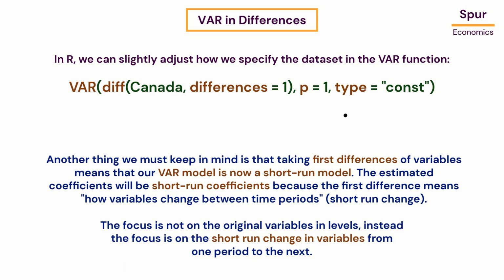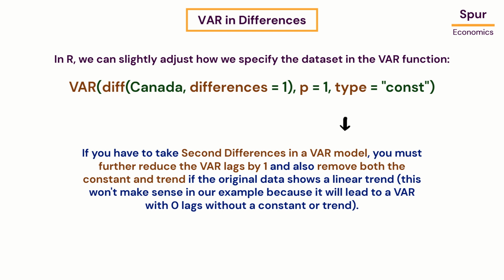Another thing we must keep in mind is that taking first differences of variables means that our VAR model is now a short-run model. The estimated coefficients will be short-run coefficients because the first difference means how variables change between time periods. The focus is not on the original variables and levels, instead the focus is on the short-run change in variables from one period to the next. If you have to take second differences, you must further reduce the VAR lags by 1 and also remove both the constant and trend if the original data shows a linear trend.